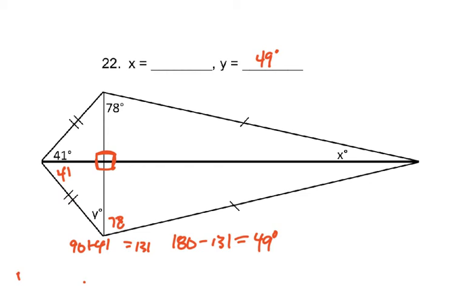And then actually the top triangle here. Having pencil issues there. Again, it's going to be 78 plus the 90, which is 168. And then 180 minus 168 is 12. So x is 12 degrees.